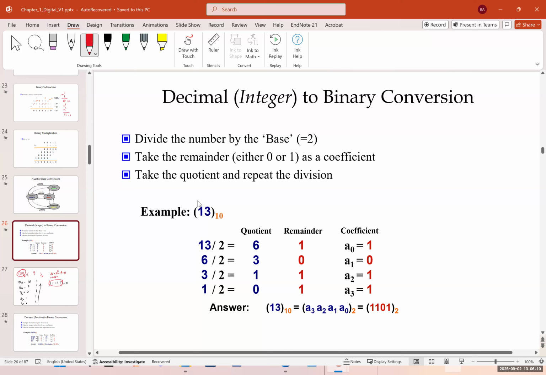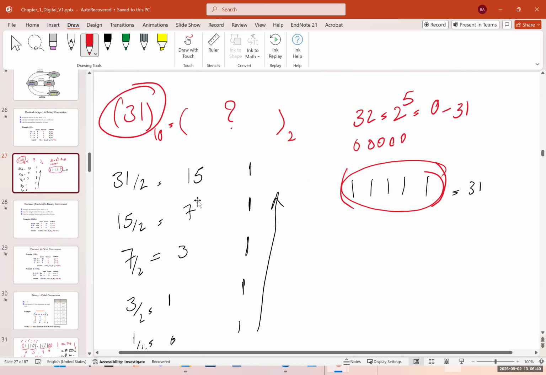We have the quotient, which isn't important. The remainder is the most important part. We keep that. Then the quotient is divided by 2. We do that until we get a quotient of 0. And we keep the remainders, and we write them in order. From bottom to top, we write it as A3, A2, A1, and A0. Or from top to bottom, it's going to be A0, A1, A2, and A3. And we solved a couple of practice problems for this as well.